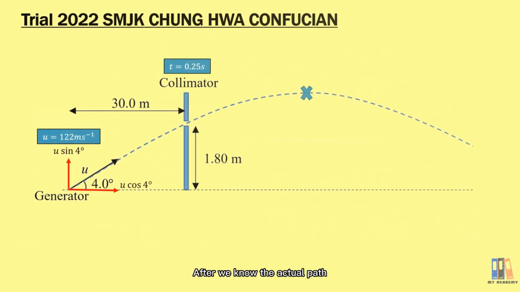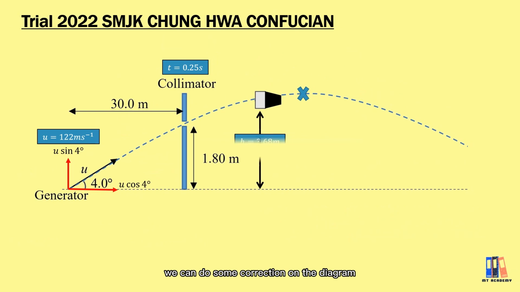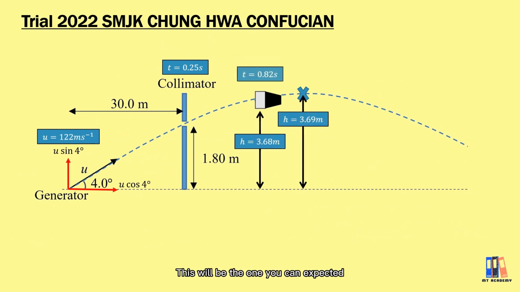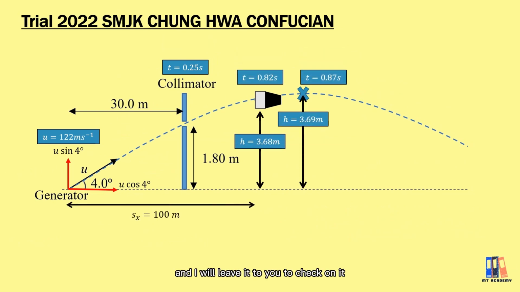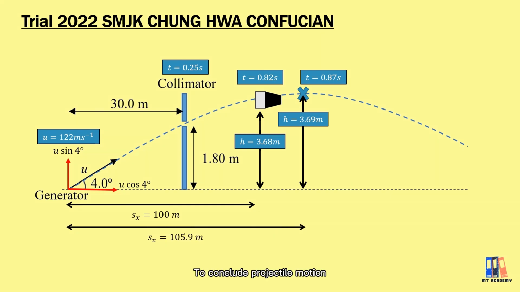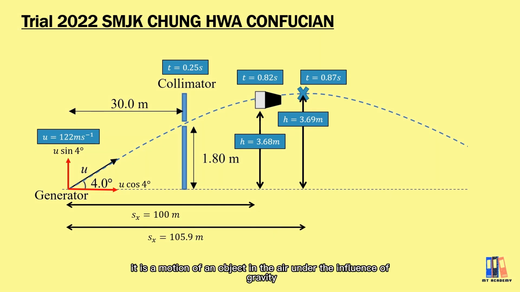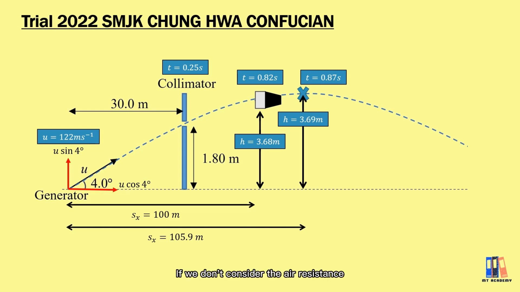So after we know the actual path, we can do some correction on the diagram. So this will be the one you can expect, and I will leave it to you to check on it. So to conclude projectile motion, it is a motion of an object in the air under the influence of gravity. If we don't consider the air resistance, the horizontal velocity of the object stays constant, while it is accelerating at 9.81 meters per second squared in the downward direction.